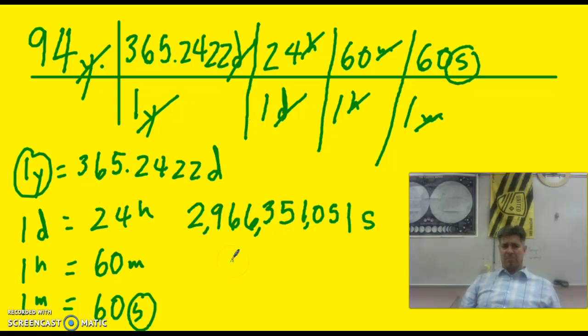Okay, it's kind of a big number. Maybe we put that in scientific notation and round, this might help. So I'm about, let's round to 2.966 times 10 to the 9th. I'm almost 3 billion seconds old. 3 billion seconds old.